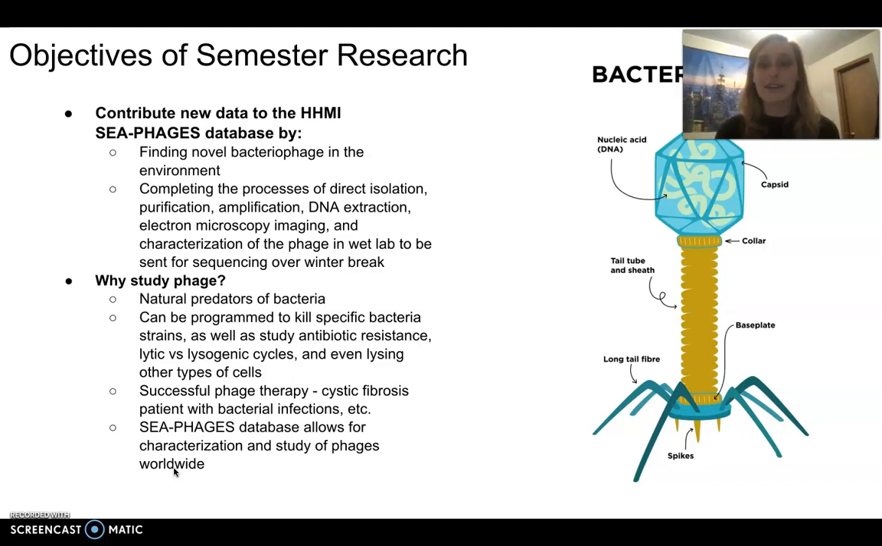Right now, studying phage is a very up-and-coming area of research. They are the natural predators of bacteria, but they can be programmed to kill specific bacteria strains, can help us better understand antibiotic resistance and the lytic versus lysogenic phases, and successful phage therapy has already been studied. So it's a very exciting new area of research that we get to contribute to by characterizing our phage.